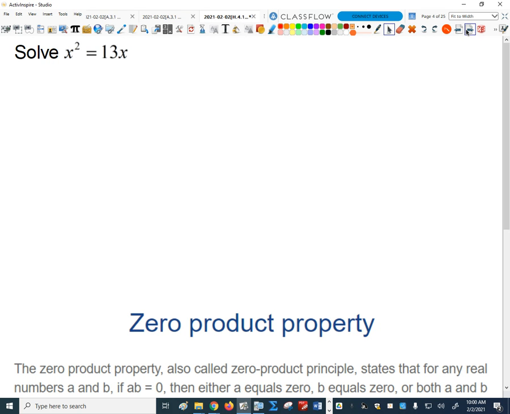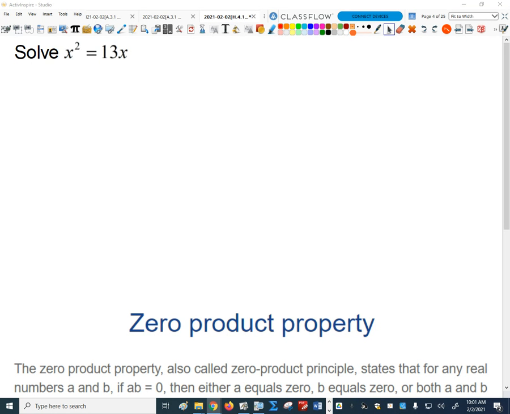Any suggestions? There are different ways we could go with this. Anybody want to either click your mic on or type it in chat? What can I do here to solve this equation? And you can be wrong. Feel free to be wrong, because we're going to talk about this today, and very soon everyone's going to know exactly how to do this. Maybe you don't remember well right now, but just throw out an idea.